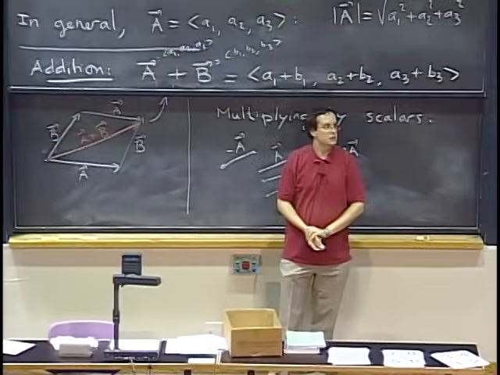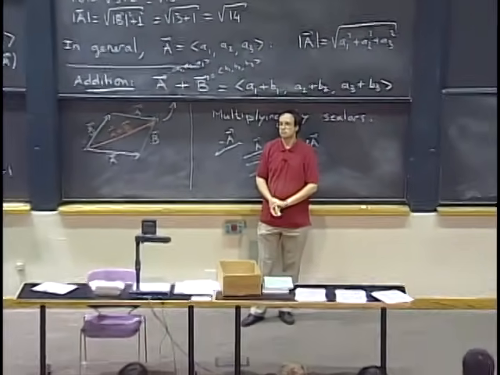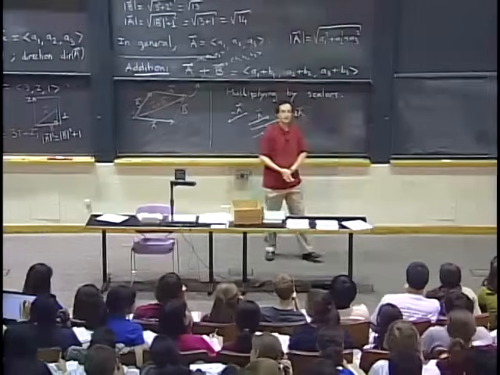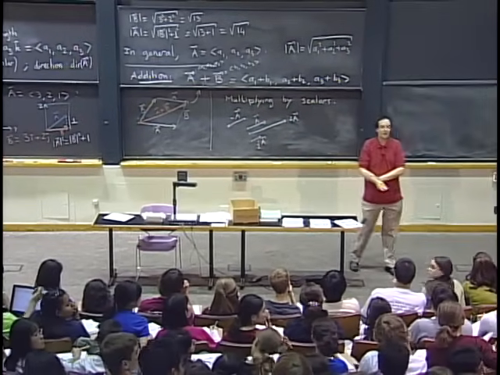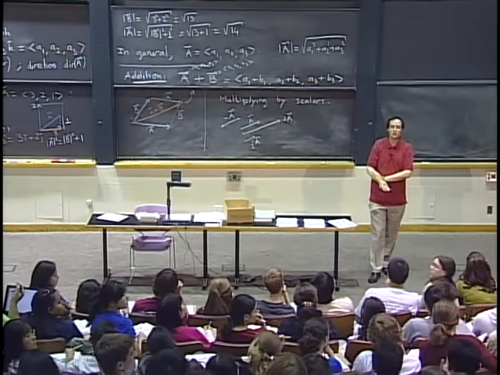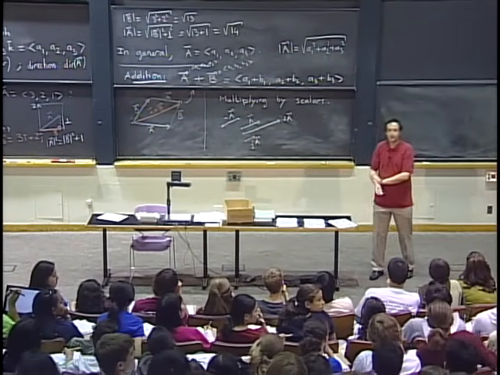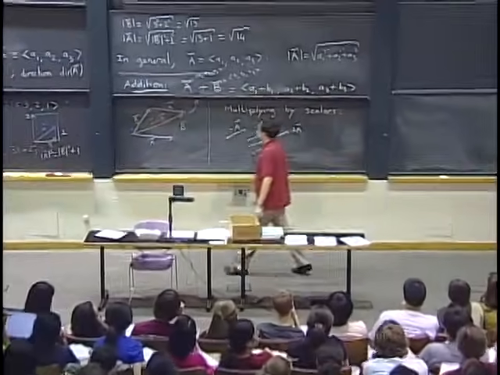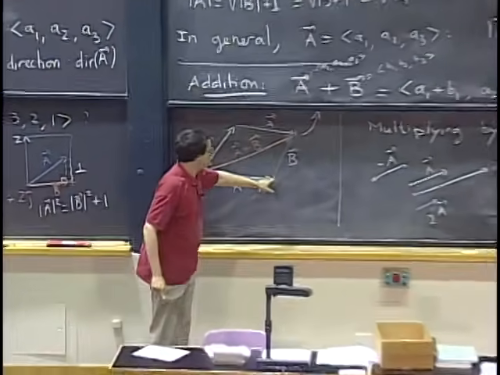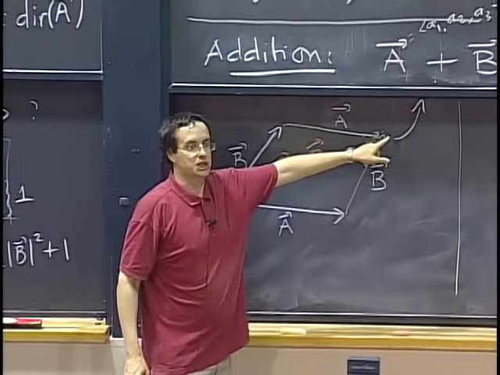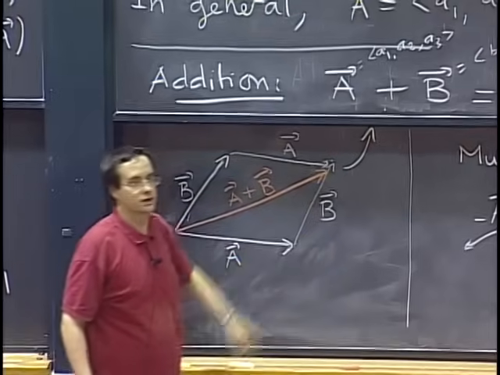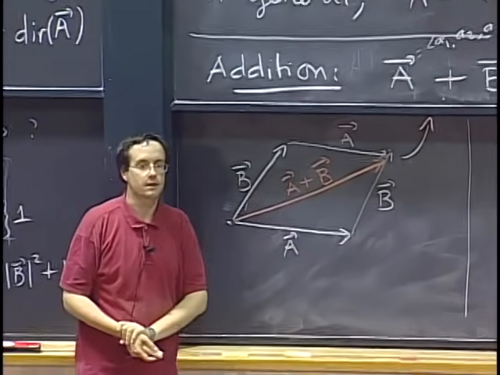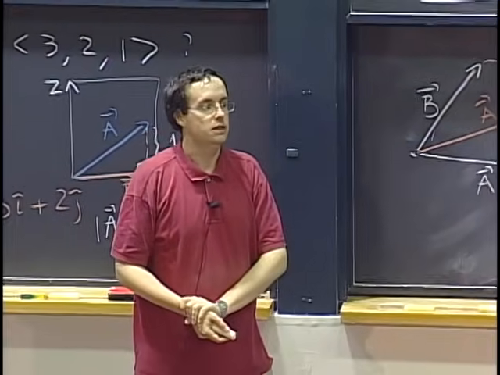Any questions at this point? Yes? So for the geometric vector addition, you're basically just using the tip-to-tail addition? Exactly. To add vectors geometrically, you just put the head of the first vector and the tail of the second vector in the same place, and then it's head-to-tail addition. Any other questions?